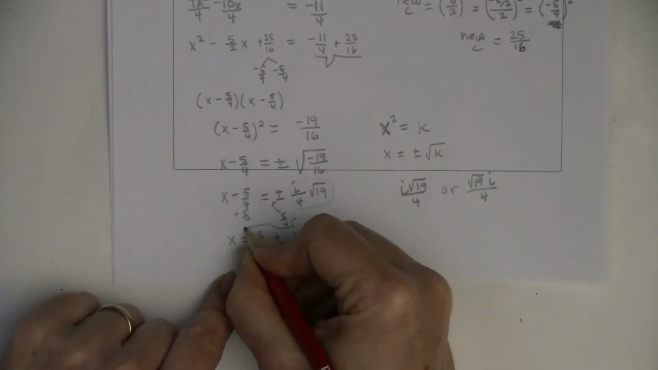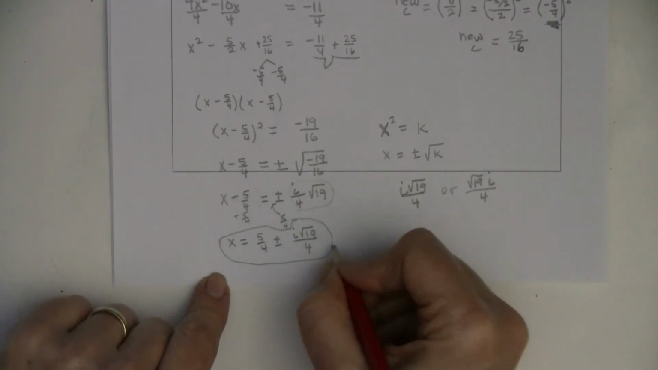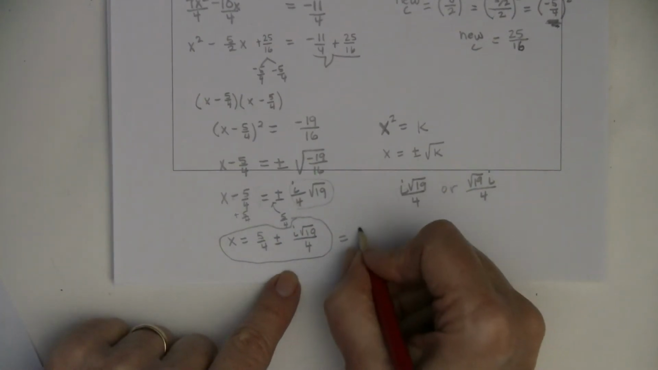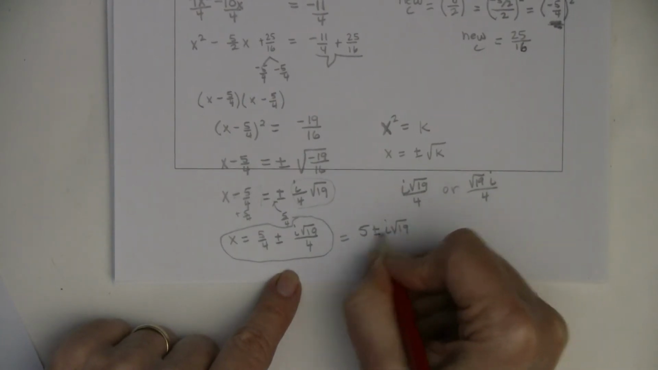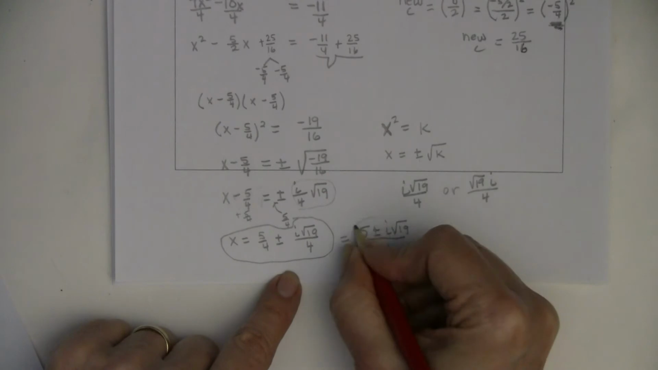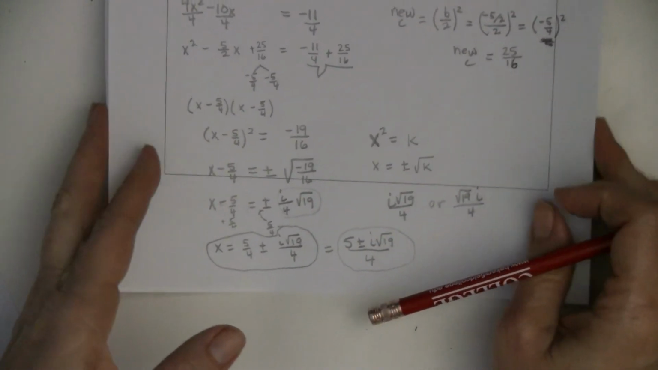And if you wanted, they have a common denominator of 4, and you could put it together if you wanted as 5 plus or minus i square root of 19 over 4. That's the same. Both are good. Wonderful. We did a lovely job. We have one more problem to do.